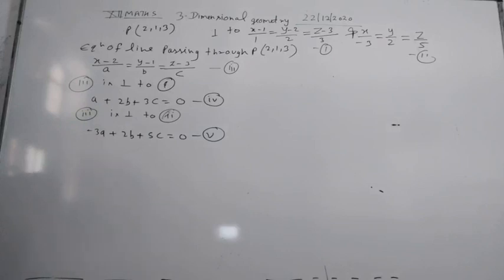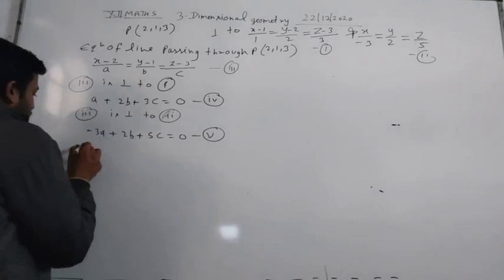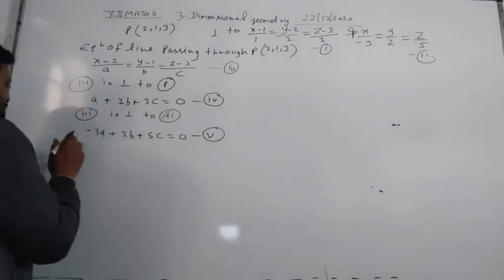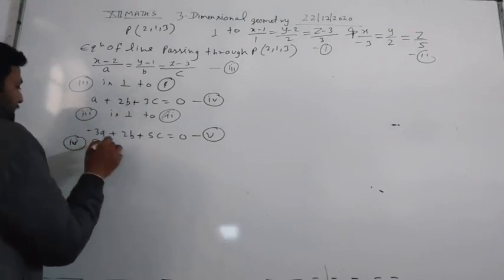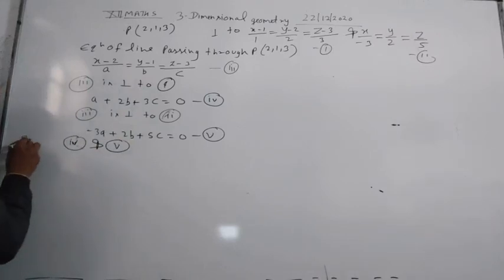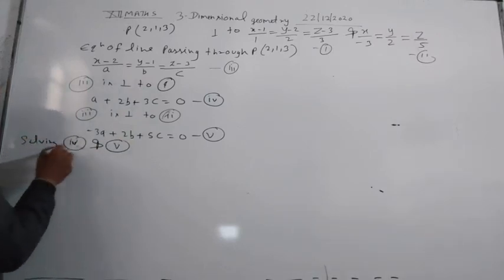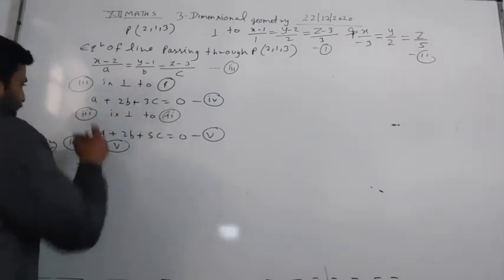Okay student. So 4 and 5 are the equations. Now we will solve equations 4 and 5, and we will take the value of A, B, C from here and put it in equation number 3. So solving 4 and 5 we write A.